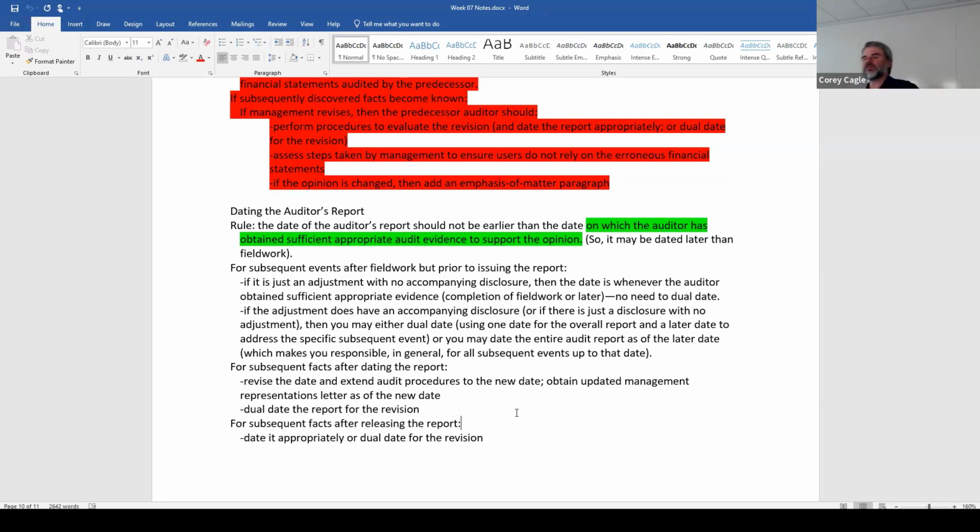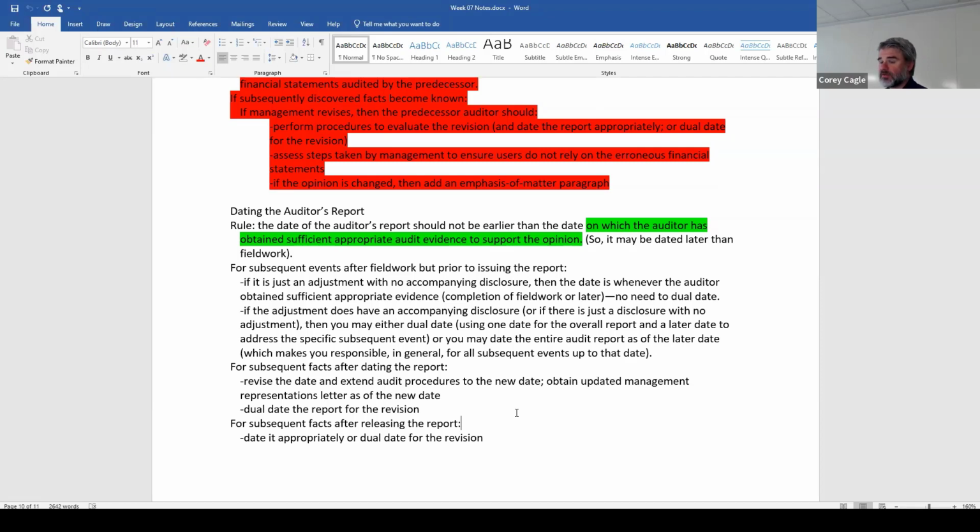So if it's a subsequent event that occurs prior to issuing the audit report, if you're just adjusting a number and not adding a new disclosure, just stick a new date on there to cover everything.